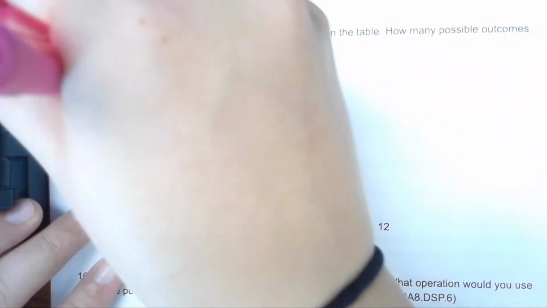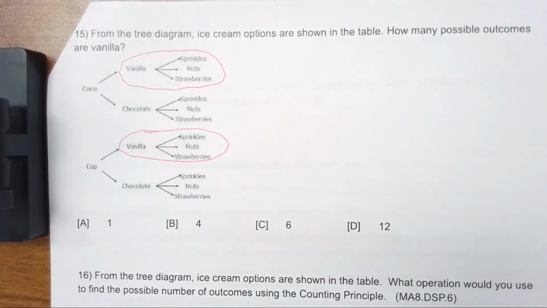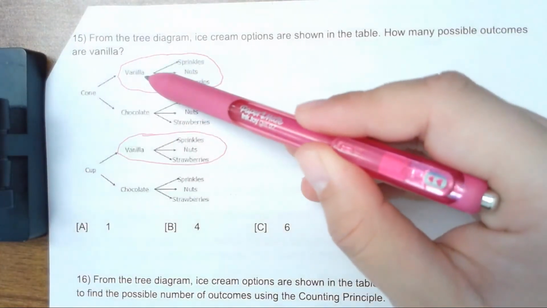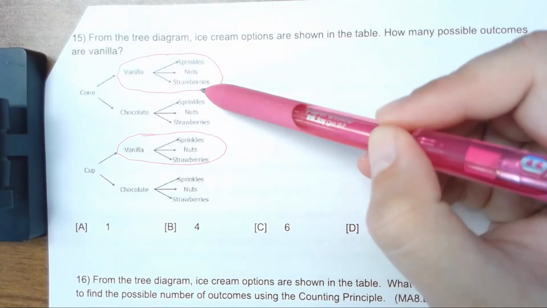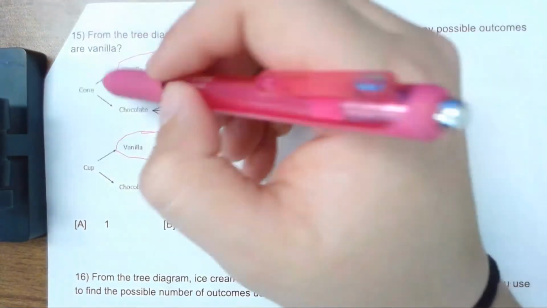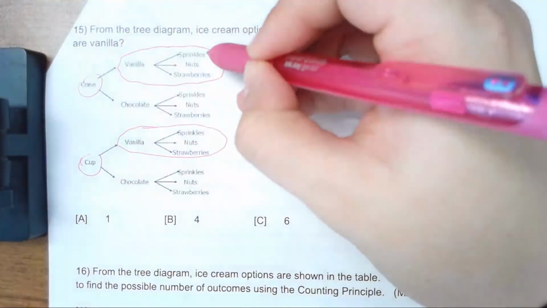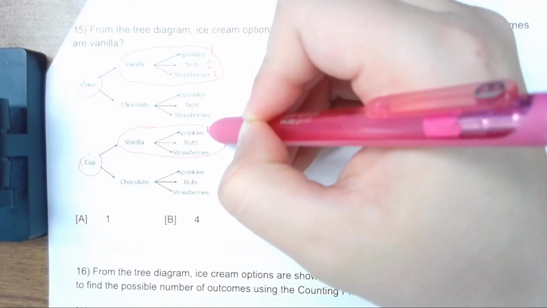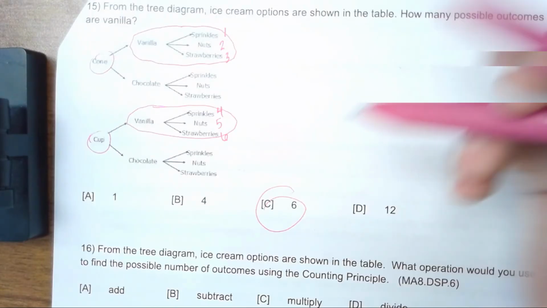So you only have to look at your vanilla choices. What I have circled are your vanilla choices. So you just need to figure out all the different outcomes that you can have with vanilla. You can have vanilla ice cream with sprinkles, nuts, or strawberries. Or again, you can have the vanilla with sprinkles, nuts, or strawberries. The only thing that's different is one would be a cone and one would be a cup. But you still need to list all the different vanilla outcomes. So we have 1, 2, 3, 4, 5, 6. So there's 6 different vanilla outcomes.